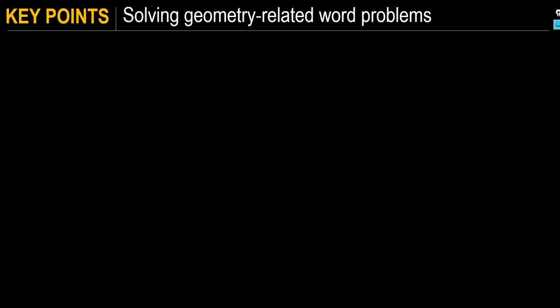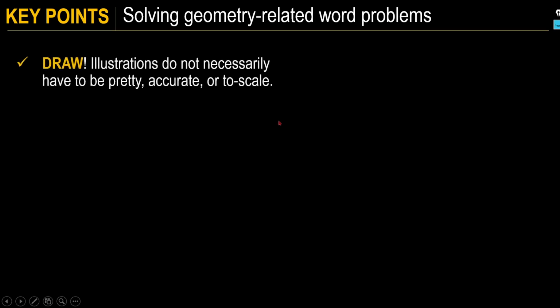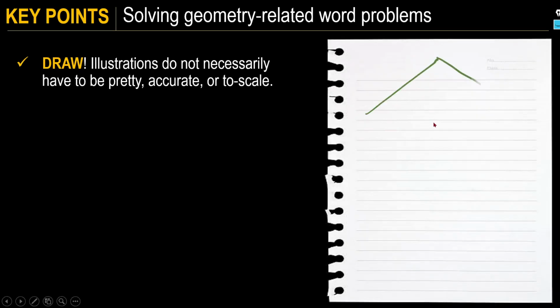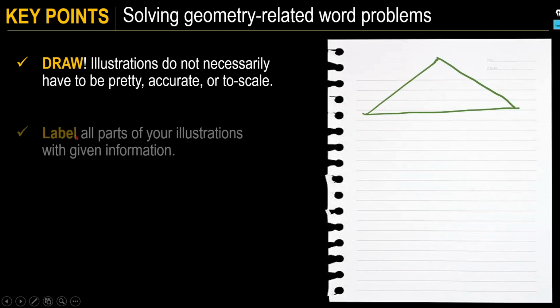There are key points that we can look for and follow when we are solving these types of word problems. Starting with geometry-related word problems, meron tayong mga key strategies. Number 1, draw. Mag-drawing sa notebook, sa scratch paper. It doesn't have to be beautiful, doesn't have to be accurate or to scale. Okay lang. Triangle, let's say. Okay na yan. And make sure also to label all the parts with the information that you know.